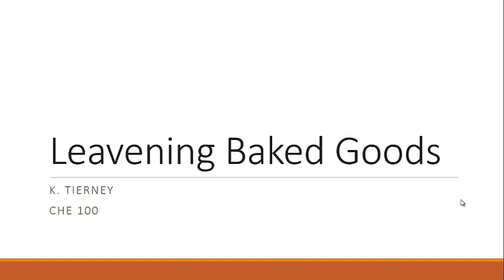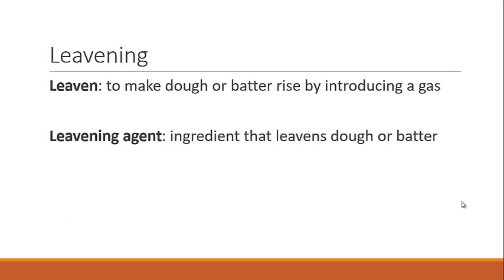So in this video, we're going to be talking about the science behind leavening baked goods. So what do I mean by leavening? To leaven a baked good is to make that dough or batter rise by introducing a gas. And a leavening agent is the ingredient that will aid in introducing that gas to leaven the dough.